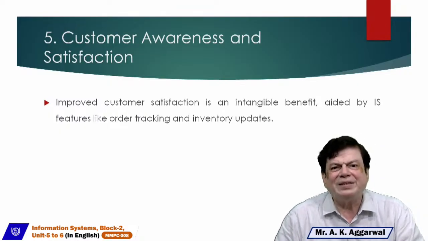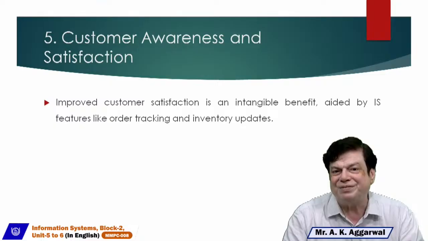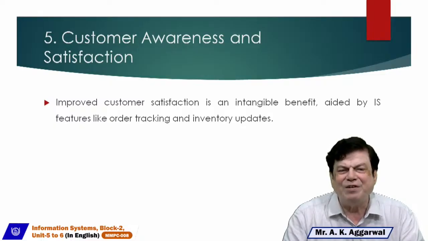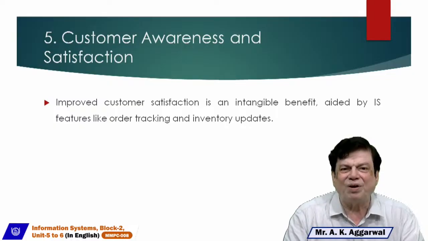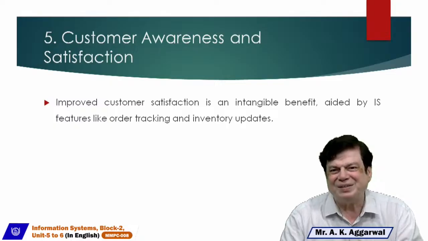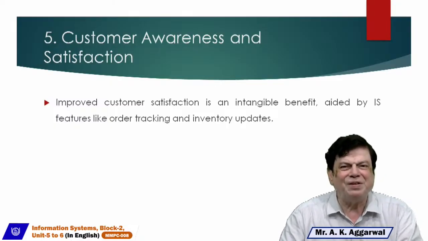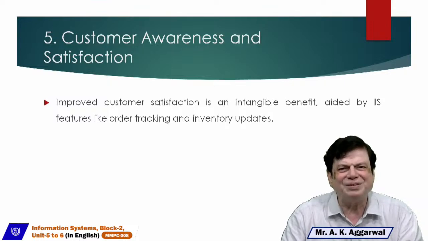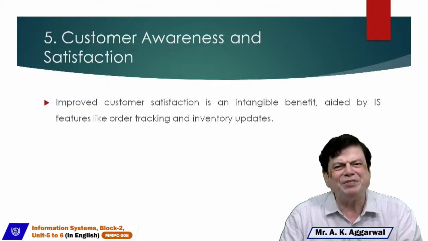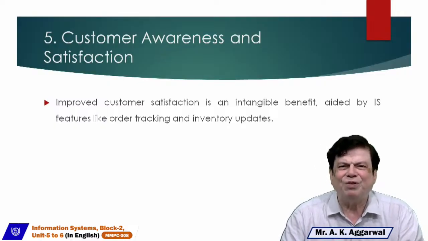Customer awareness and satisfaction: improved customer satisfaction is an intangible benefit, aided by information system features like order tracking and inventory updates. If a customer is happy with a particular branch, he will never shift his account from there, because he is fully satisfied.